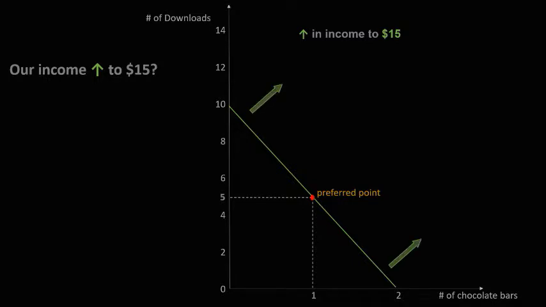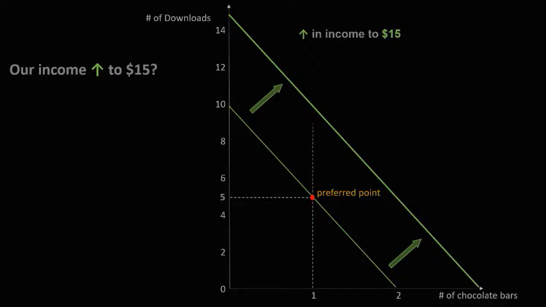So the increase effectively changes our budget line by shifting it to the right, parallel. Now if we decreased our income, it would shift to the left, parallel. So now at our $15, if a download is $1, we can buy 15. And if we spend all of our income on chocolate bars, we can buy 3. Again, what we're doing here is taking our income and dividing it by the price of downloads or by the price of chocolate bars.